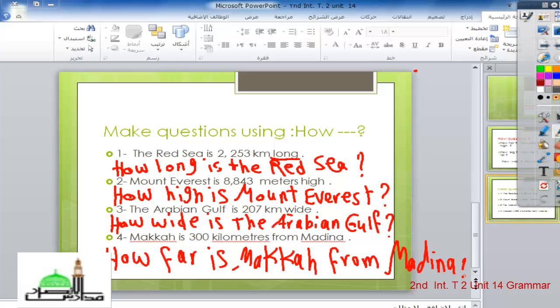So the most important thing when you form a question using how and the adjective is to read the sentence carefully and know what is the adjective mentioned in the sentence, or what is the suitable adjective for the sentence I'm going to ask a question about. Long or high or tall, or the distance, talking about the distance, how far, as the last example, Mecca is 300 kilometers from Al-Madinah. I asked using what, how far.